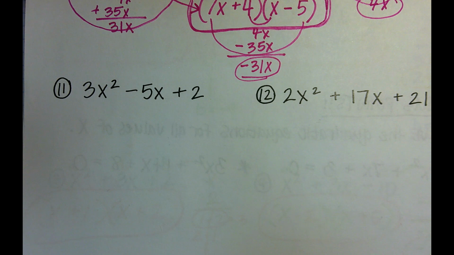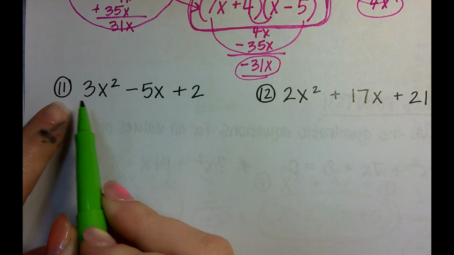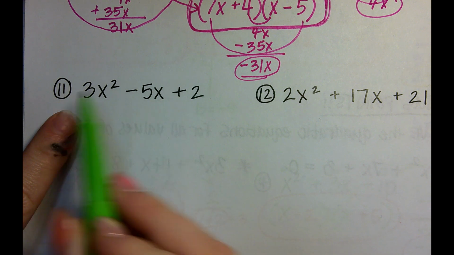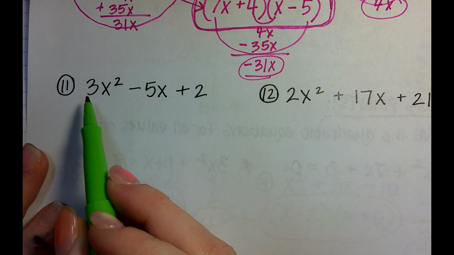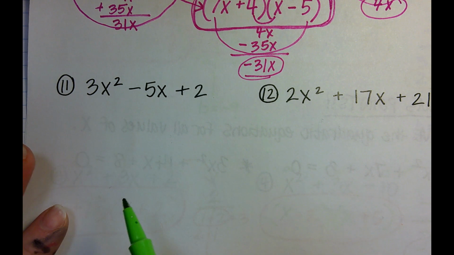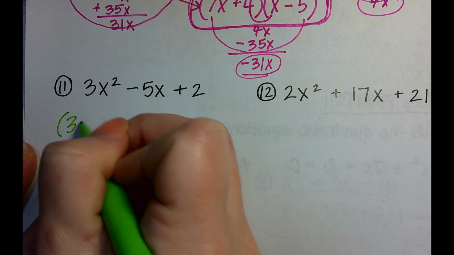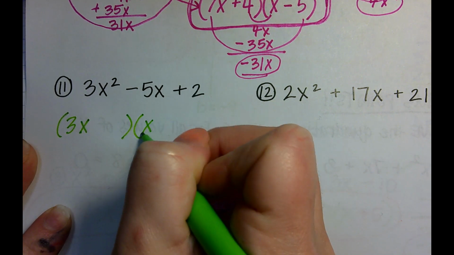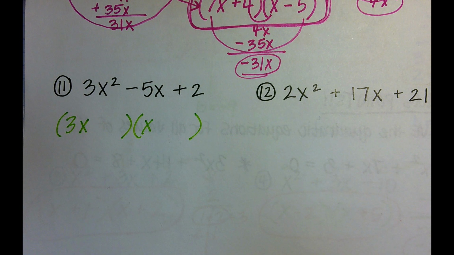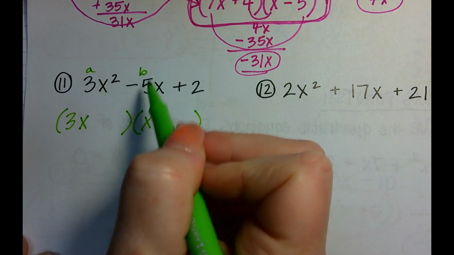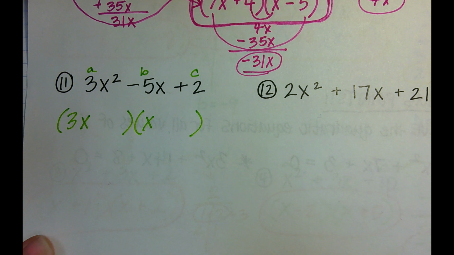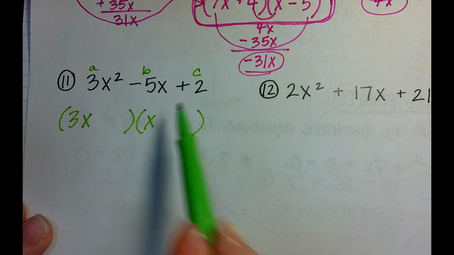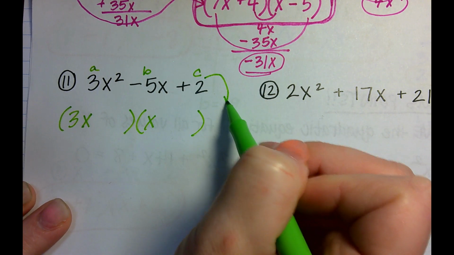What do we need to do first, always? Check for a greatest common factor. Can I divide all three terms by anything? I can't. So, because I can't get rid of my 3, where does it go? We're going to include it in our answer. We're going to have 3x and x. Our A is 3, our B is negative 5, and our C is positive 2. Now this one's nice because we have a little c.